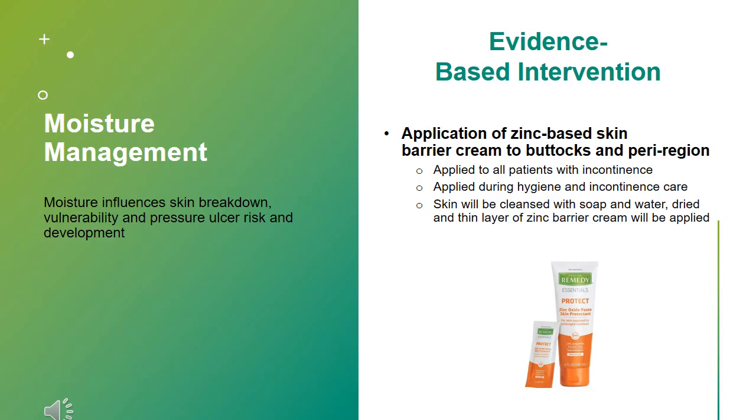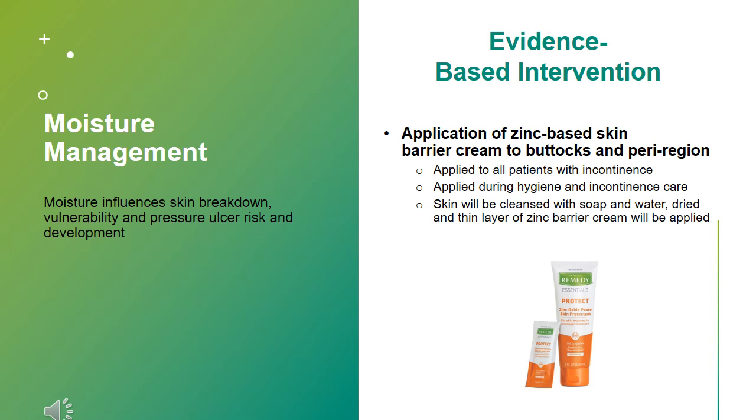The first intervention of the quality improvement bundle is focused on moisture management, which is crucial to the prevention of skin breakdown. Moisture causes skin vulnerability and can subsequently influence pressure ulcer risk and development. Zinc oxide is an enhanced barrier cream that prevents the skin penetration of bacteria, contact irritants, and allergens. The intervention of applying a zinc-based barrier cream to patients' buttocks and peri-region can protect their skin and reduce vulnerability. This intervention should be implemented for all patients with incontinence.